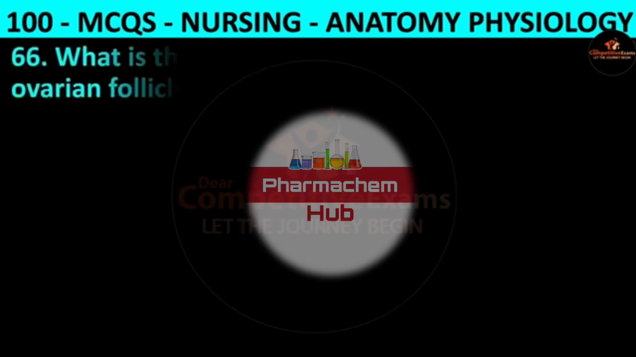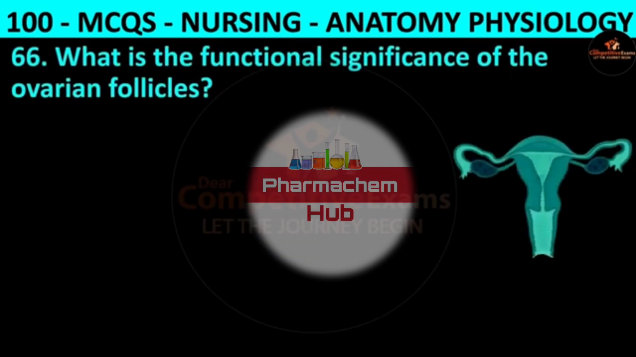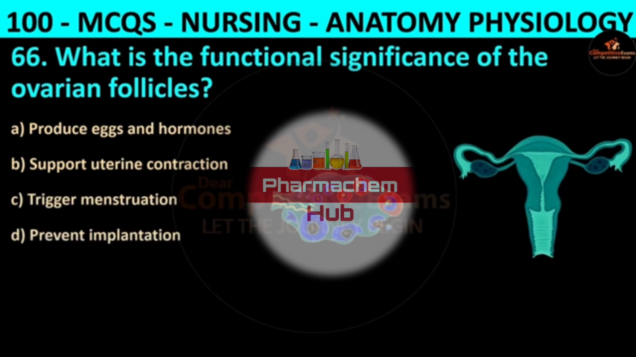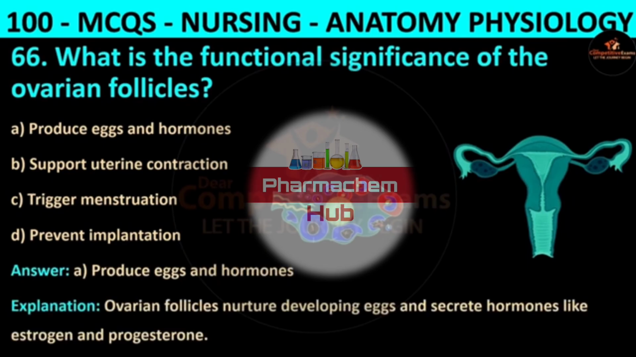Question number 66. What is the functional significance of the ovarian follicles? Your options are produce eggs and hormones, support uterine contraction, trigger menstruation, or prevent implantation. The correct answer is A, that is to produce eggs and hormones. Ovarian follicles nurture developing eggs and secrete hormones like estrogen and progesterone.